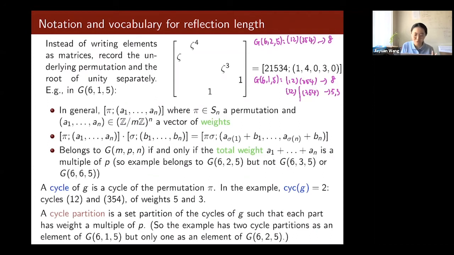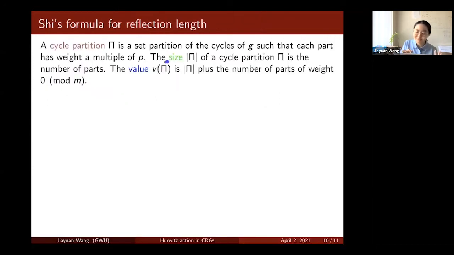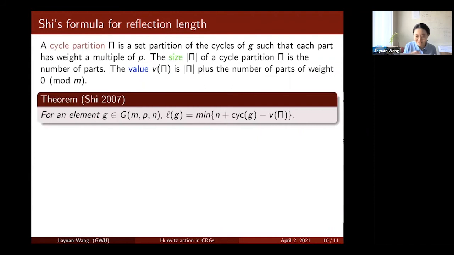And with that, just 2 more words. The size of the partition is just the number of parts in that partition. And the value is the size plus the number of parts of weight 0 mod m. So now we are ready to present the reflection length formula from Shi in 2007. For any element in G(m,p,n), the reflection length is the minimum of this quantity, which is n plus the number of cycles minus the value of a partition. So to find the minimum of this quantity is the same as finding the maximum of the value.